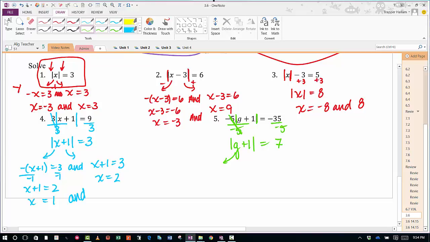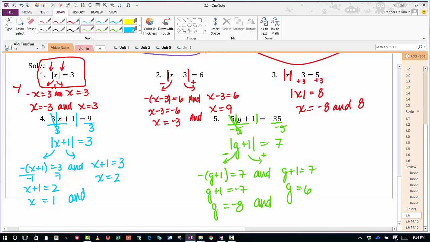Now I'm going to go ahead and separate this into my negative version and my positive version. See how this is going? You're starting to see this pattern? Excellent. So I'm going to get negative the term inside the absolute value, which is g plus 1 equals 7, and g plus 1 equals 7. That's my positive. Divide that negative to the other side, so I find g plus 1 equals negative 7. And then I'm going to finish this up, subtract 1 from the other side, so g equals negative 8. And subtract that 1 from the other side, g equals 6. So there it is. g is equal to negative 8 and g is equal to 6.